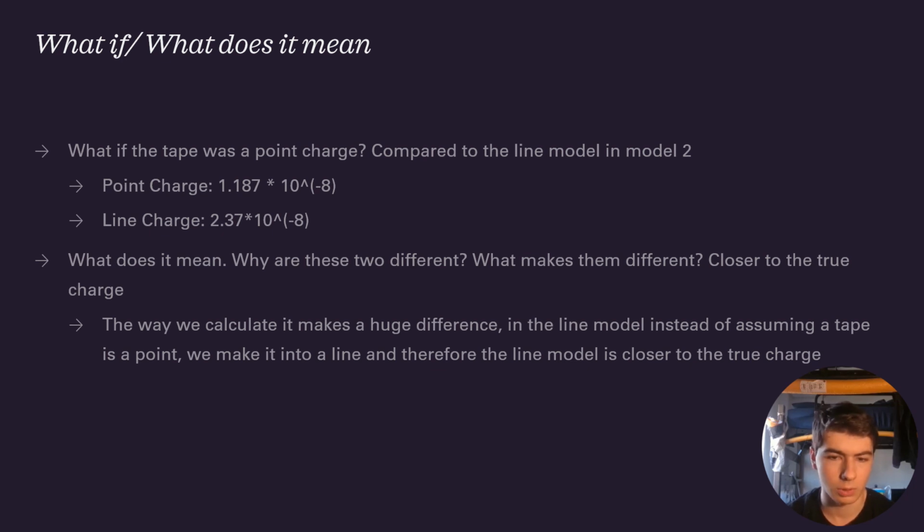Why are these two different? What makes them different? And which one's closer to the actual true charge? Well, the way we calculate a line charge versus a point charge obviously makes a huge difference. In the line model, we're not just assuming the tape is a point. In the point charge model, we have to assume that, and that's not close to reality at all. So a line charge, or the charge of a rod, is much closer to that of a real-life piece of tape. So the line model would be closer to the true charge.